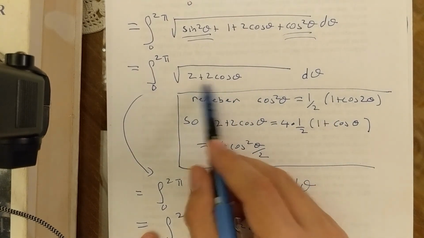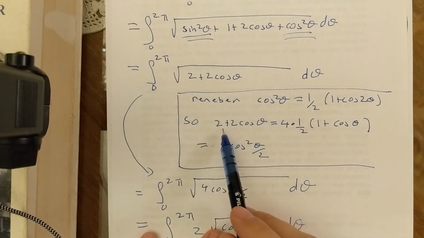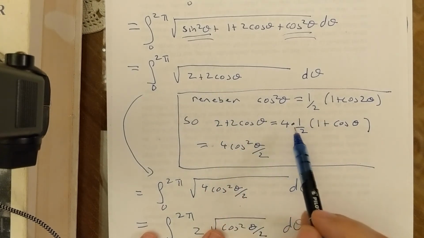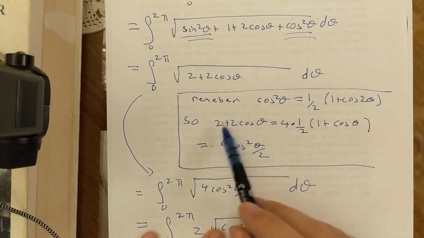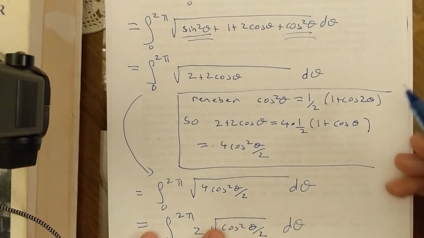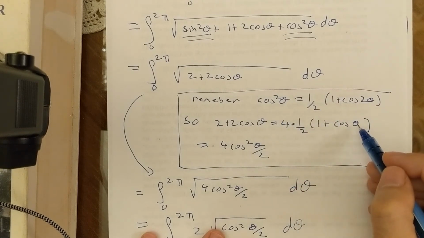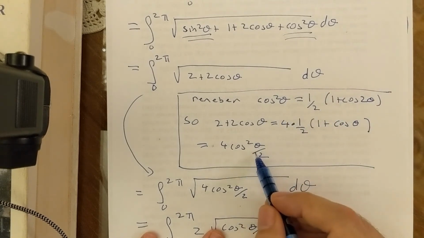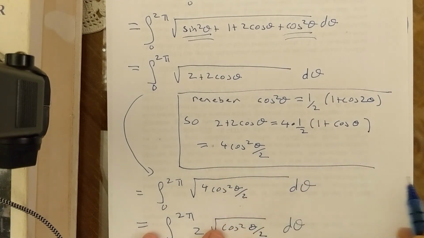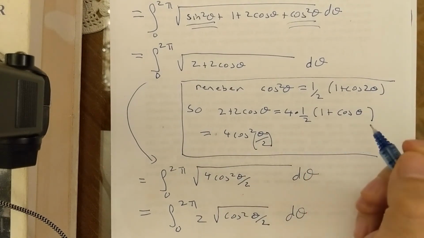So what I'm going to do is make this look like that. The first thing I did is 2 plus 2 cosine theta, that's what we had. I want a 1/2, so I multiplied by 2 and divided by 2. So we have 4 times 1/2 times 1 plus cosine theta. Now, if it was cosine 2 theta, it'd be cosine squared. We have cosine theta, so half of it is going to be theta over 2. So this guy is just 4 times cosine squared theta over 2. The angle is theta over 2. Let's make that clear.